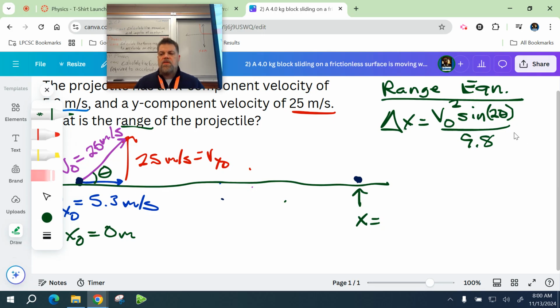All right, so this is one of those scenarios. Well, I need the range. The range is great, I just got to calculate it. And I go, well, I know the initial velocity, it's 26, but I don't know theta. So then I got to go in my notes and go, well, how do I find theta? Does anybody know how to find theta?